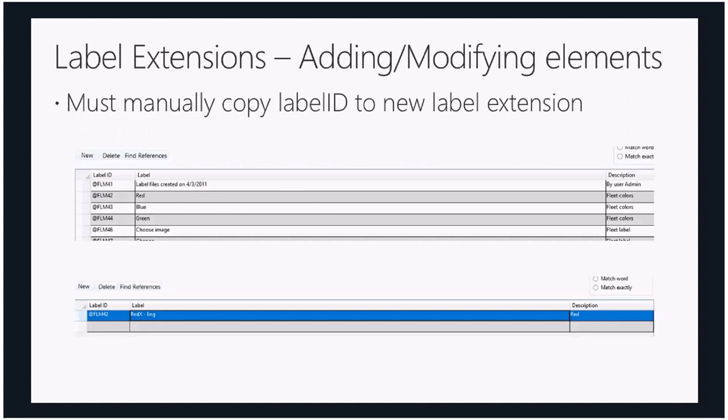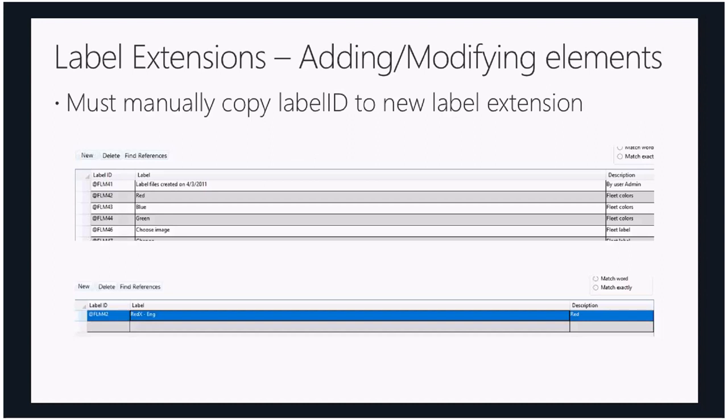Unlike other extension objects, label files will not show you all the existing elements of the overlayered object. It is essentially just a blank label file. You will need to go in manually and grab any labels you want to override in the extension and copy them into the label extension.